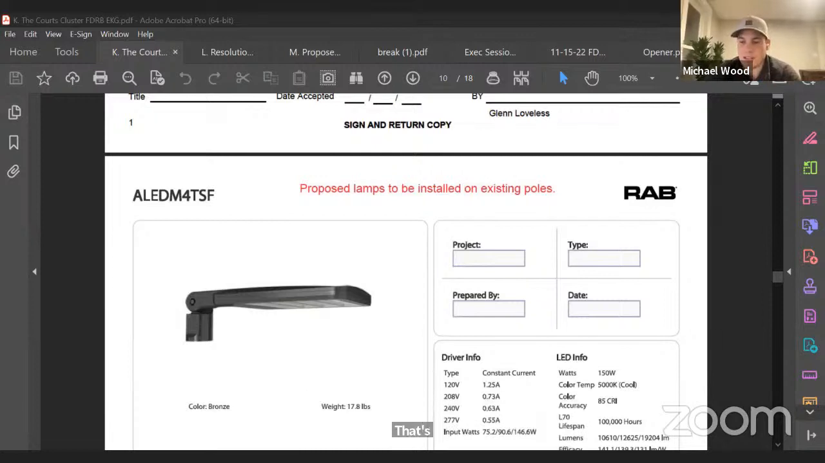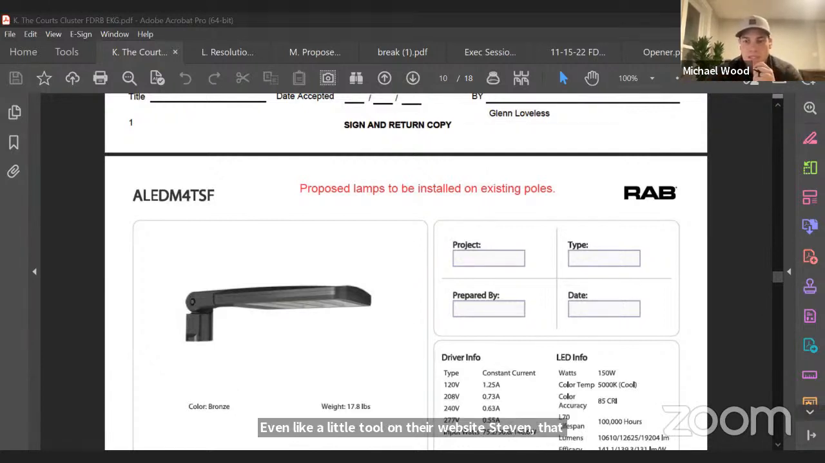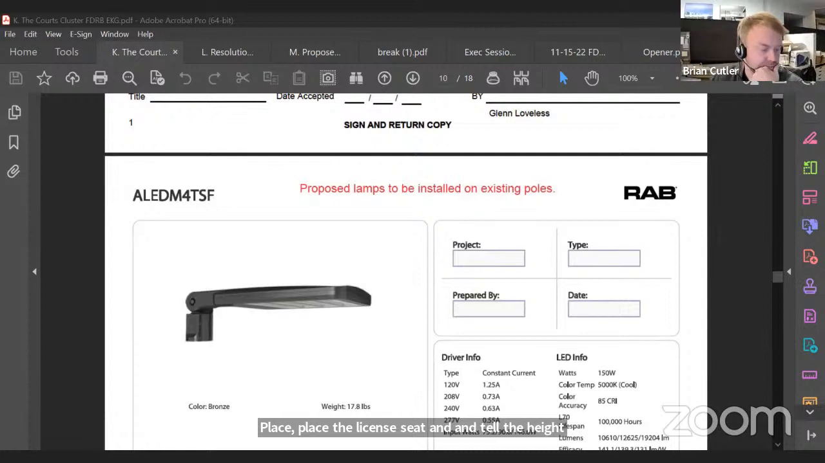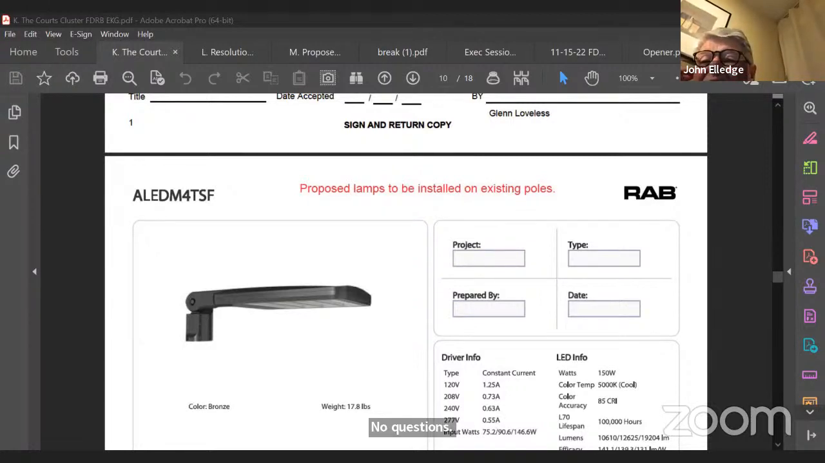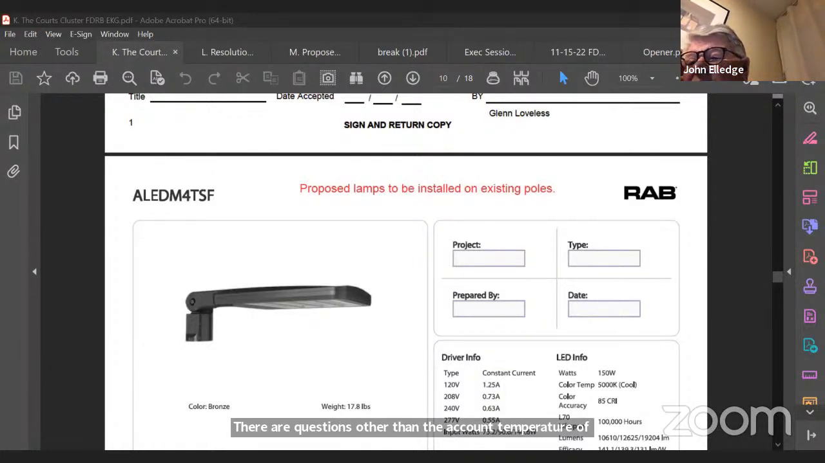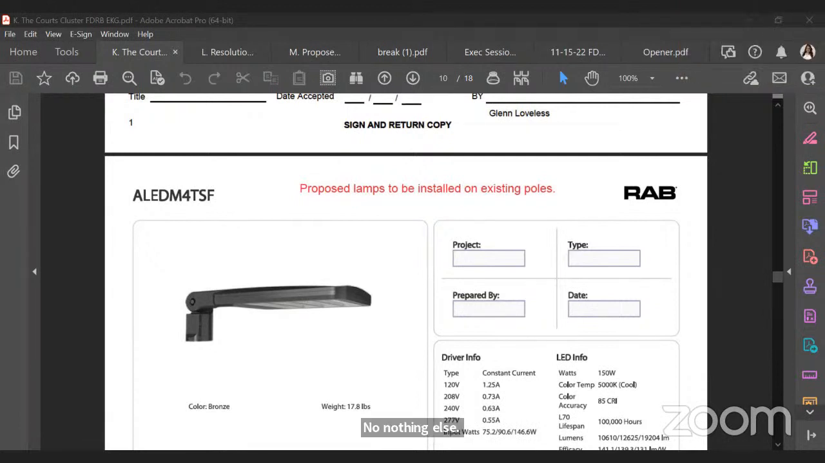Anything to help sell their product, they probably could. And it looks like they have even a little tool on their website, Stephen, that you may be able to place the lights to see and tell them the height and everything. Brian, did you have any questions? No questions. Elena? No questions. John? No questions other than the color temperature of the 5,000 K. So reduce that. Okay. Mike B? No, nothing else. Jim? No.